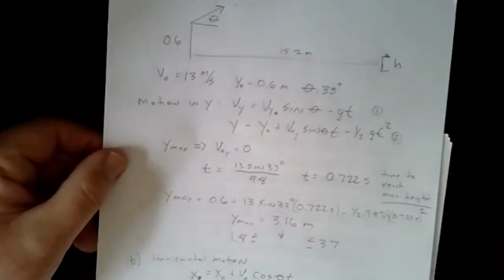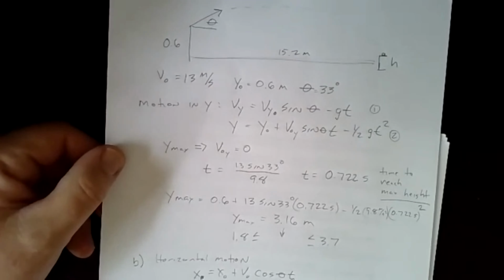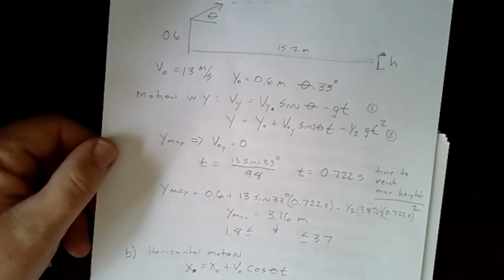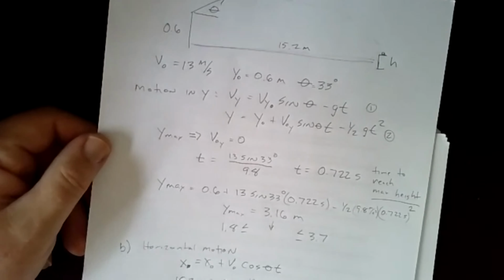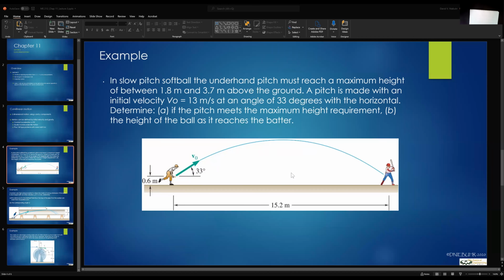Okay, so any questions on this one? Pretty straightforward. Good. All right. So let's look at the next one. And again, increasing complexity.